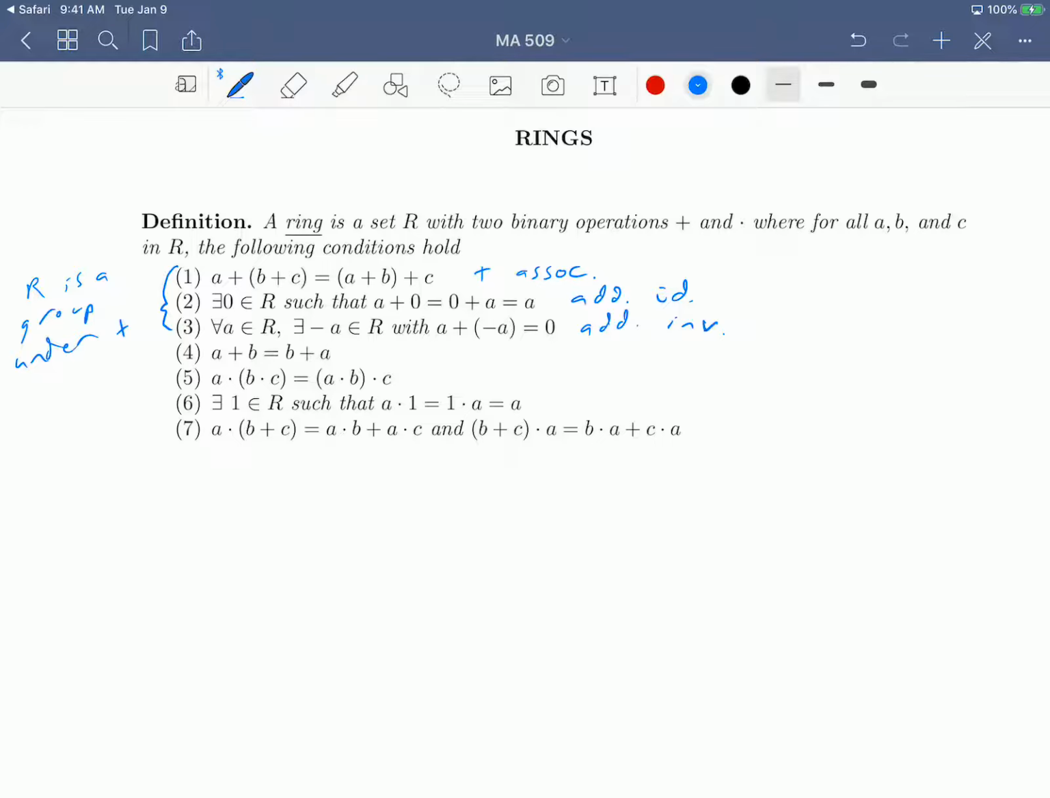Property 4 is an additional stipulation on addition. Sorry, that's a lot of adds. An additional stipulation on addition that says addition is commutative. So this says that A plus B is the same as B plus A, which is something we did not demand before, although it was always true in the examples we had.